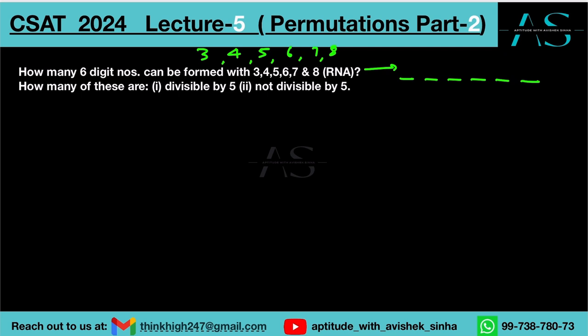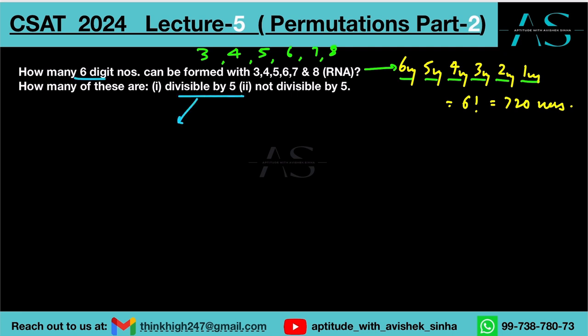So any of these six places can be filled in 6 ways, 5 ways, 4 ways, 3 ways, 2 ways and 1 way. This is simply 6 factorial, which is 720 numbers. Done. Okay. Next question. How many of these numbers are divisible by 5?